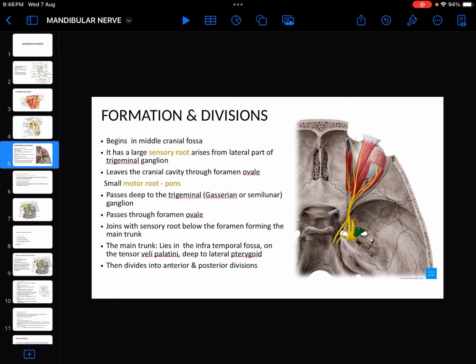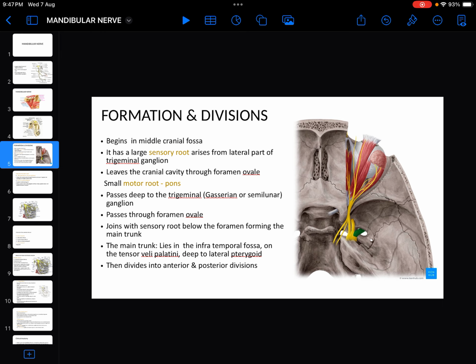It begins in the middle cranial fossa as two roots. That is, it has a larger sensory root and a smaller motor root. The larger sensory root arises from the lateral convex part of the trigeminal ganglion and immediately leaves the cranial cavity by passing through the foramen ovale to enter the infratemporal fossa.